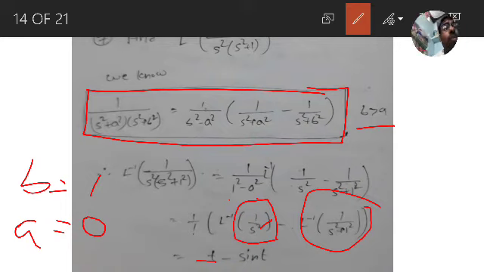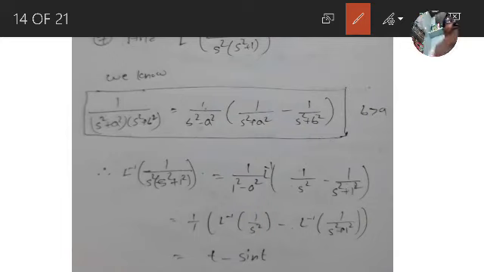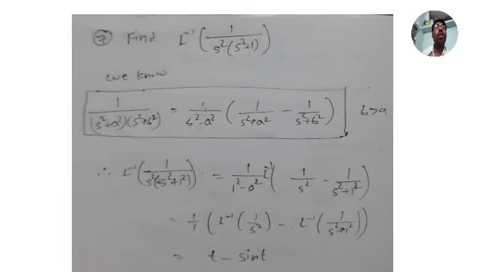L inverse of 1 by s square plus 1 square means it is of the form L inverse of 1 by s square plus a square. It is 1 by a sin at. So here a is equal to 1, so 1 by 1 sin t, that is sin t. So what is the answer? The answer is t minus sin t. T minus sin t is the answer. Very easy. Just note it down. Let us go to the next problem.